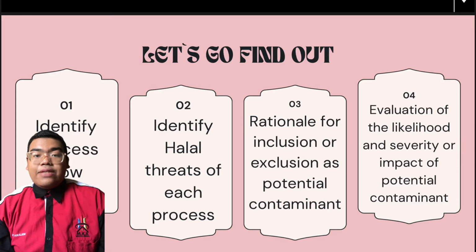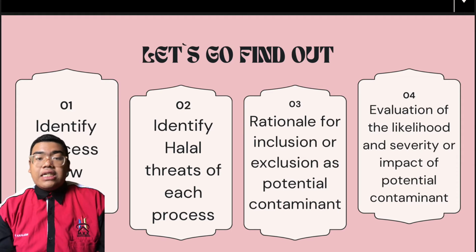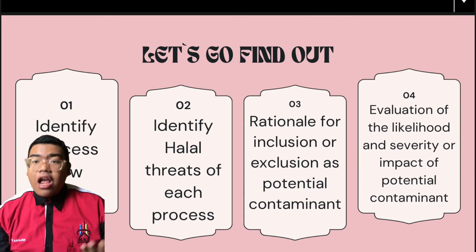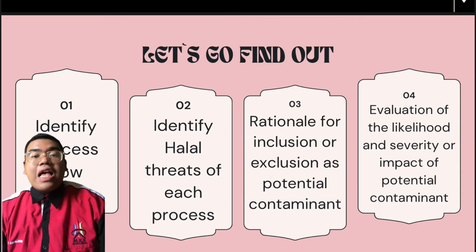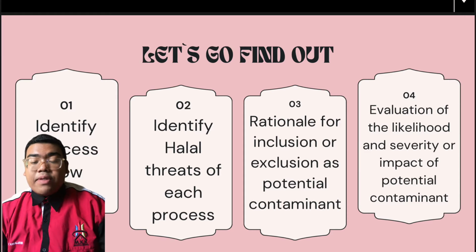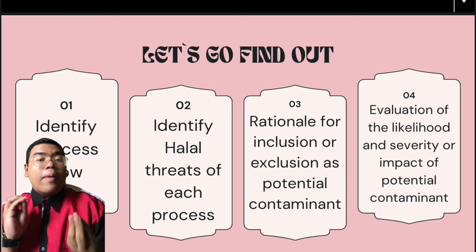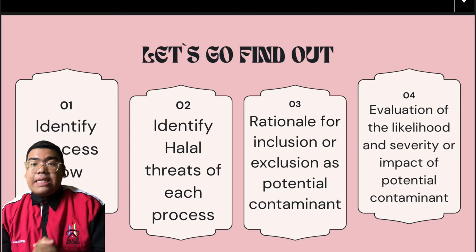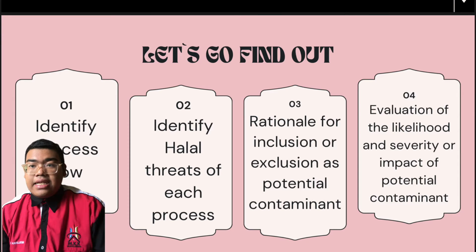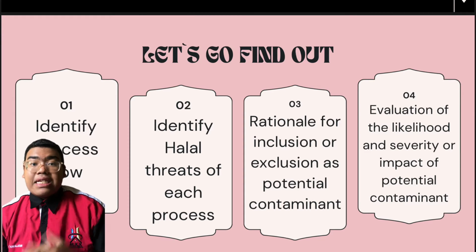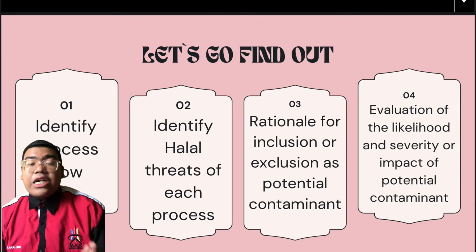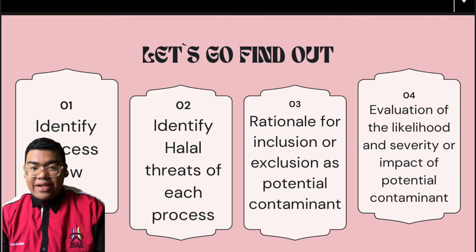The fourth step is the evaluation of each process with the likelihood and severity of impact of the potential contaminant. There are 3 types of ranking for the likelihood of our halal trait. The first one is likely. Likely is the possibility of the halal trait status being affected, expected to occur in most circumstances, which we can say is common, of repeated occurrence that has happened before several times.